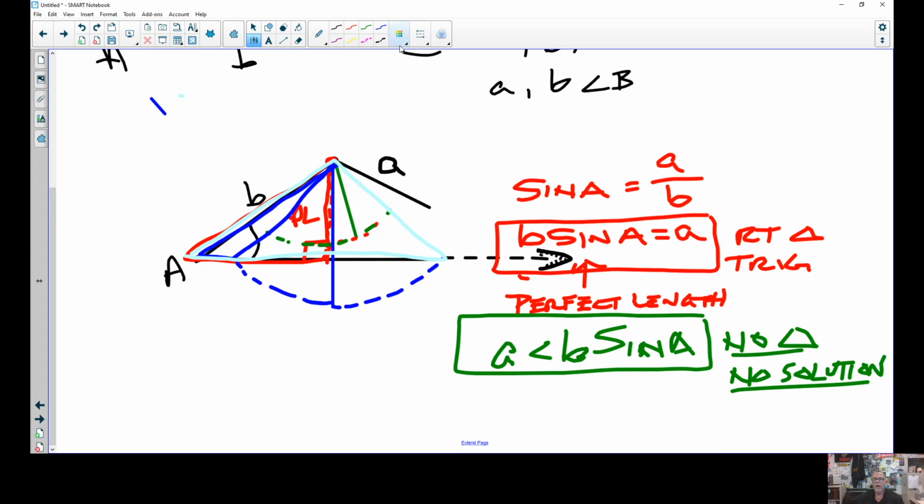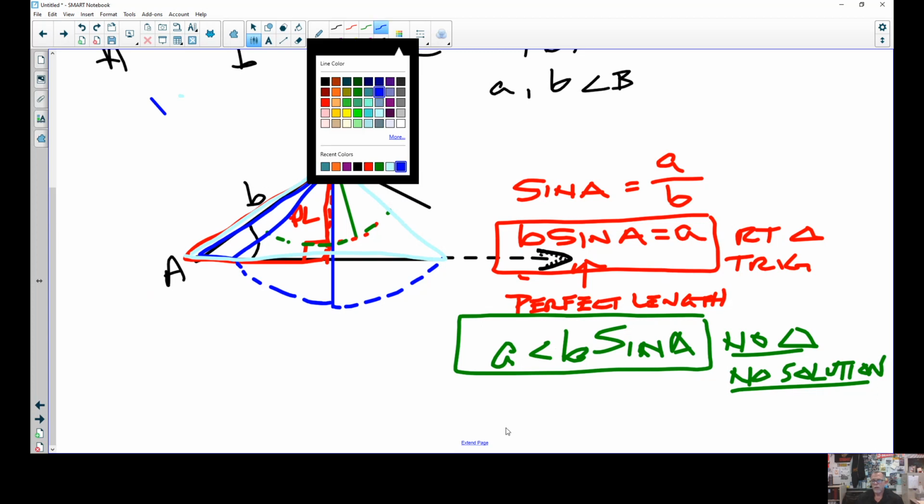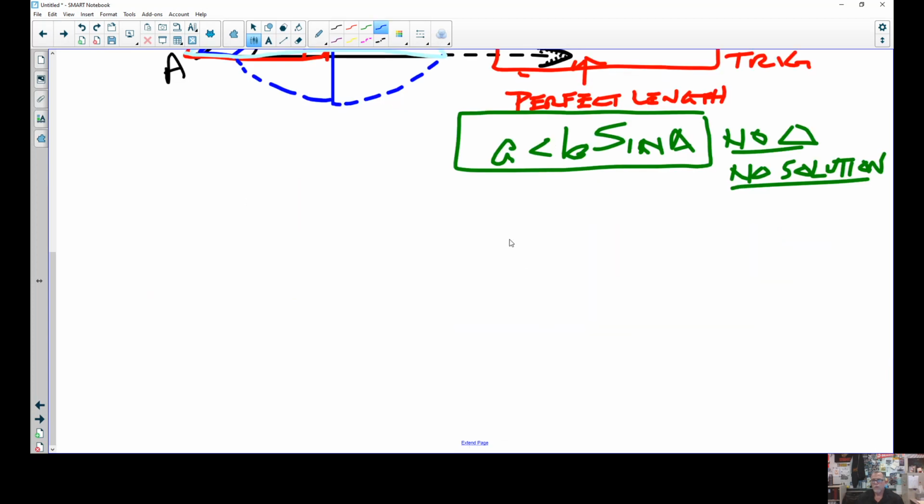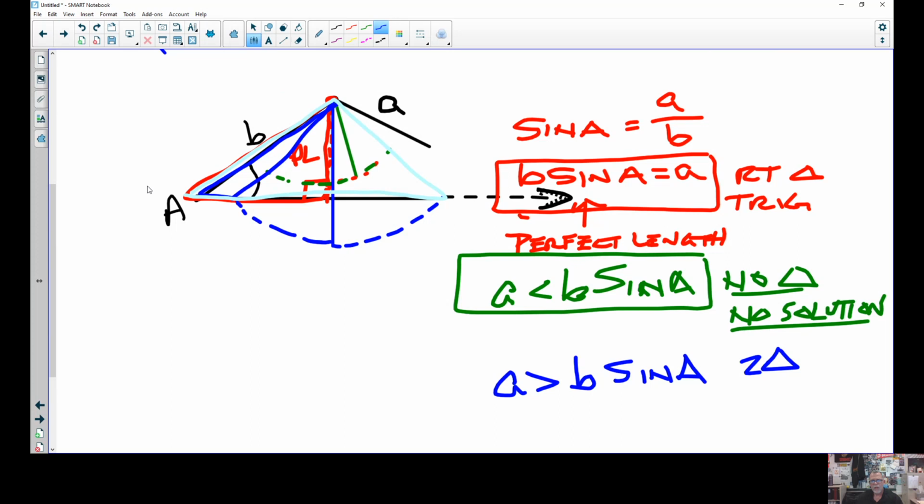So we're going to write that down as, get some room. When A is greater than that perfect length, B sine A, then we could have two triangles. But we said we also could only maybe have one if it's too long. How do we decide if it's too long? Well, let's look at that.